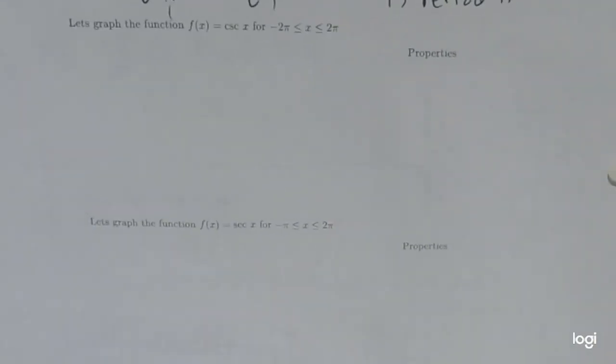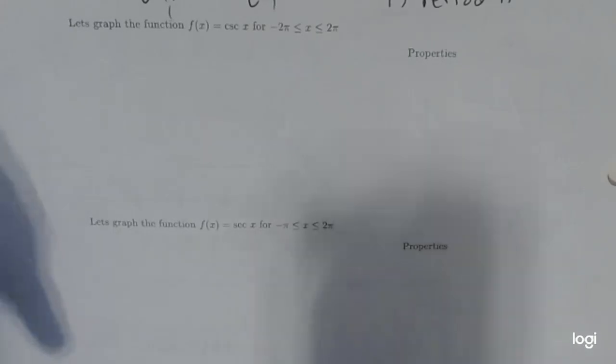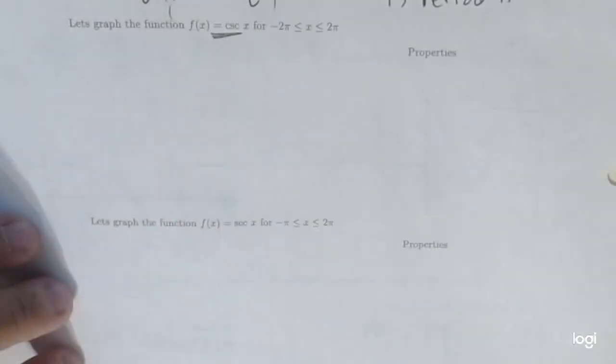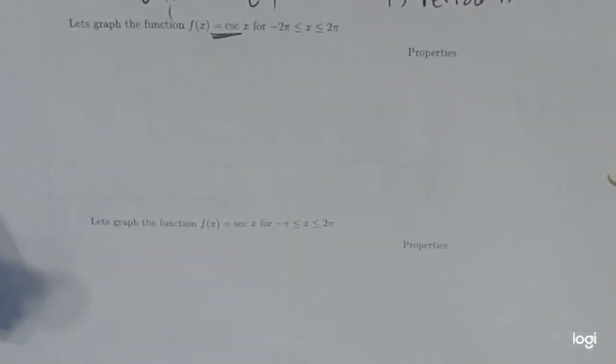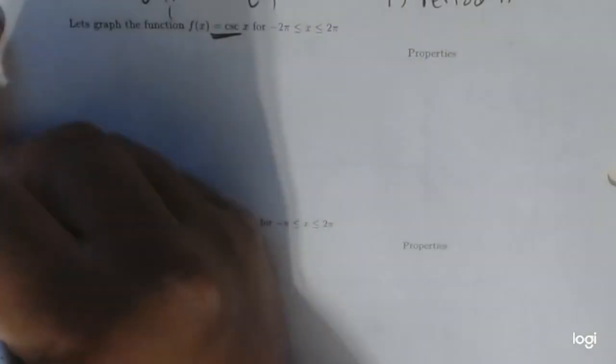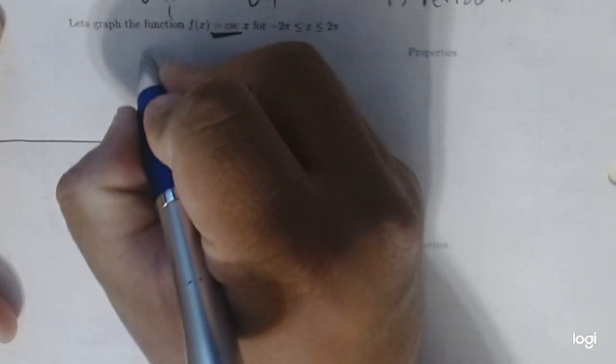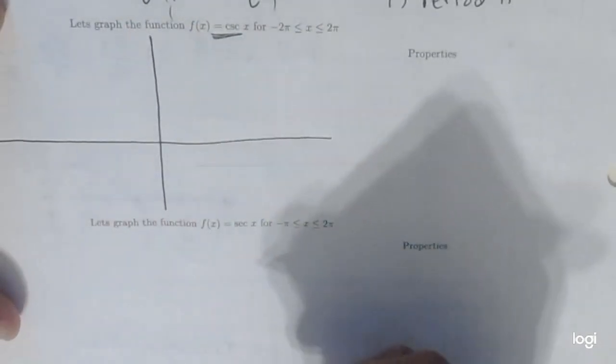Okay. Now, the next graph is cosecant and secant. Believe it or not, these are actually the easiest of the graphs. So what we're going to do is, remember, what is cosecant? That is equal to 1 over sine, right? So we're just going to graph the sine function itself, from negative 2 pi to positive 2 pi.